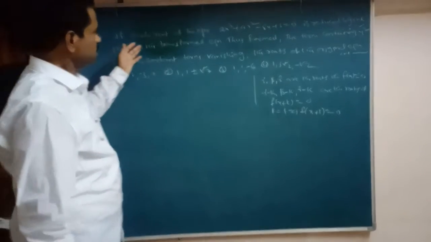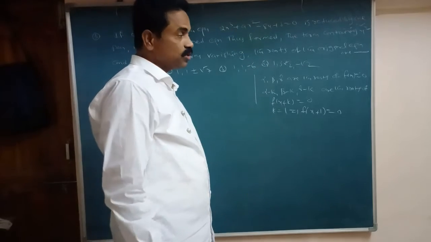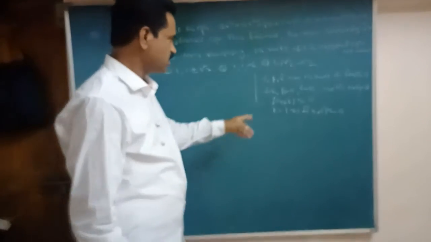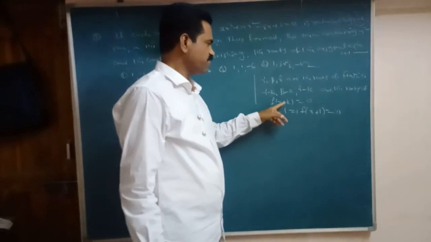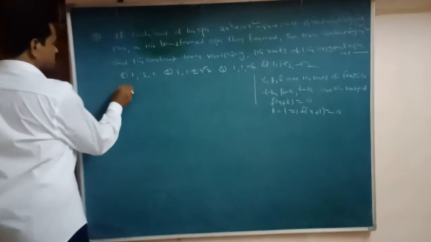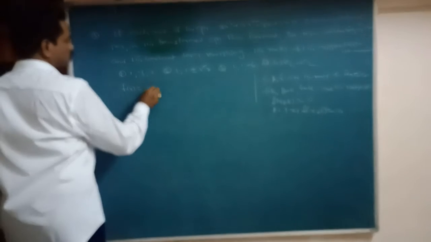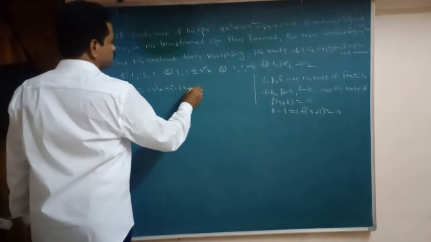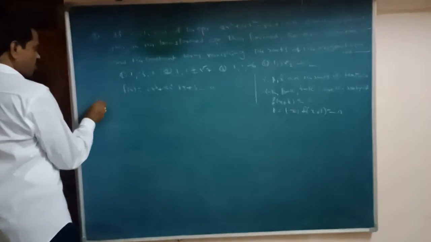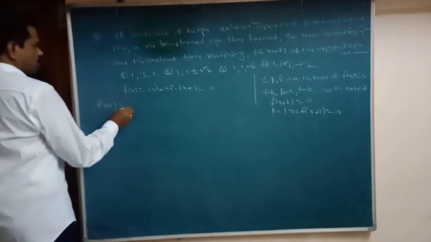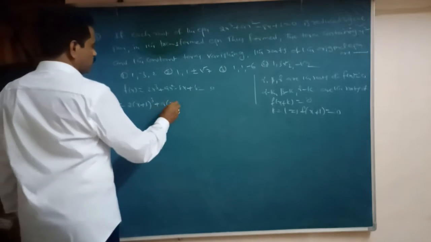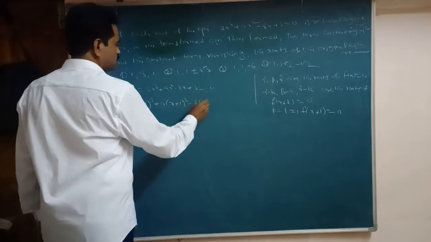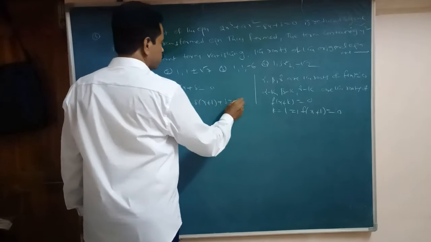Here each root of the equation is reduced by 1. So what does reduced by 1 mean? That is f of x plus k equal 0, that is f of x plus 1 equal 0. So what is the given equation? f of x equals 2x cube plus ax square minus 8x plus b equal 0. Then f of x plus 1 equals, in place of x substitute x plus 1 whole cube plus a into x plus 1 whole square minus 8 into x plus 1 plus b equal to 0.